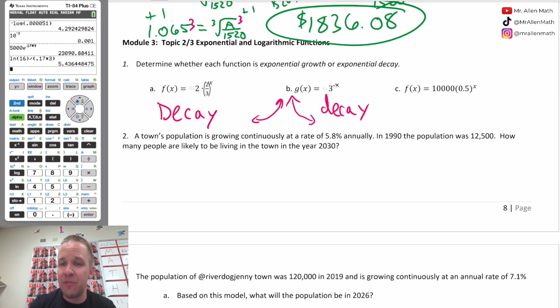Last one, I have 10,000 times 0.5 raised to the x. That 10,000 is a distraction there. It's the 0.5 raised to the x that will cause this one to once again be a decay function.